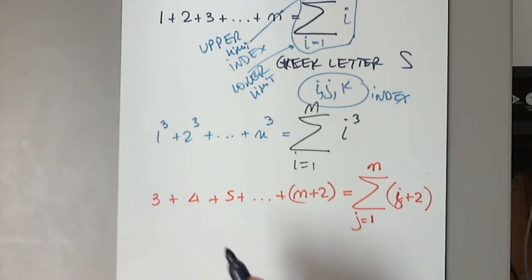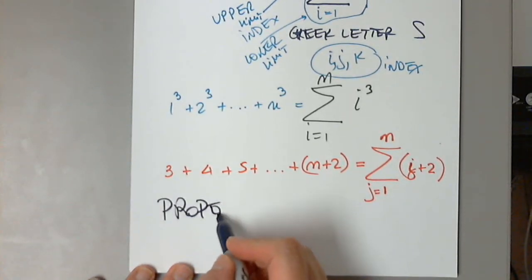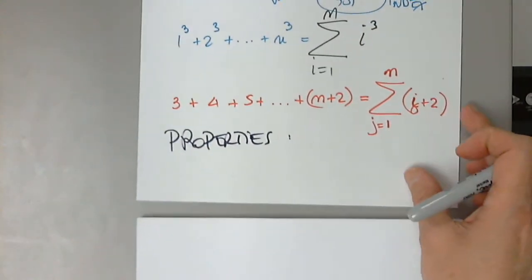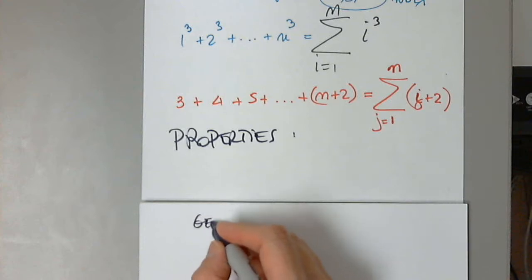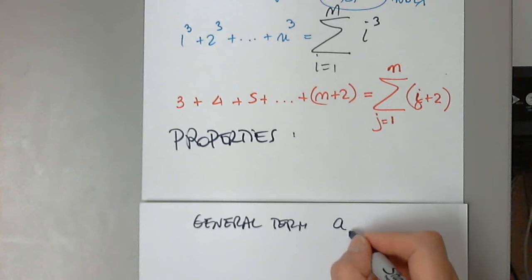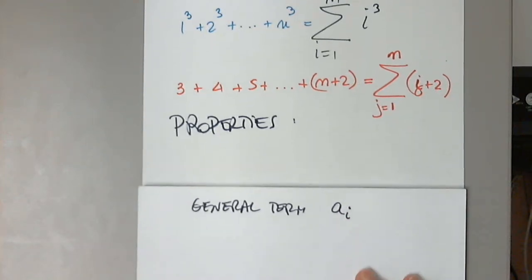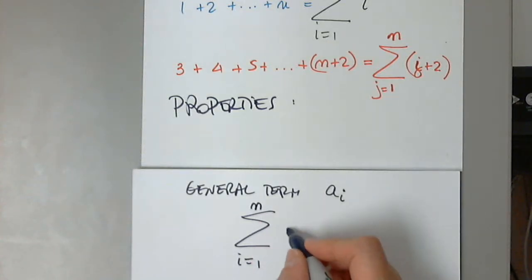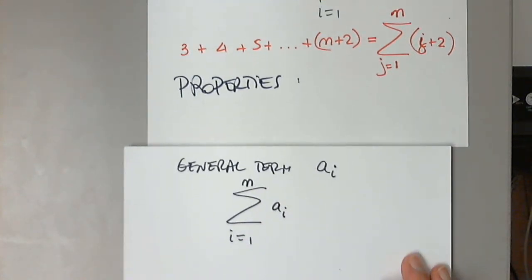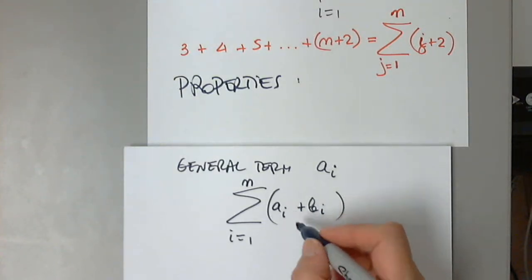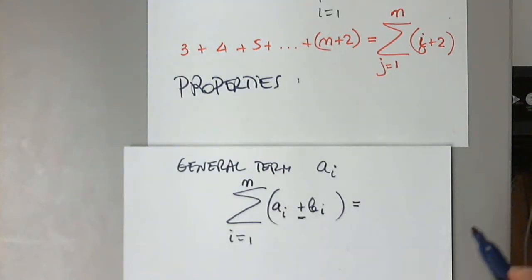Okay, properties. There are two properties that we have to mention here. The general term is denoted normally by A sub I, which can be anything. So the notation is basically from I equals 1 to whatever n from A sub I. That's a general term. What if I have a sum of two generic terms, or the difference? What do you think this will equal to? Just a wild guess.